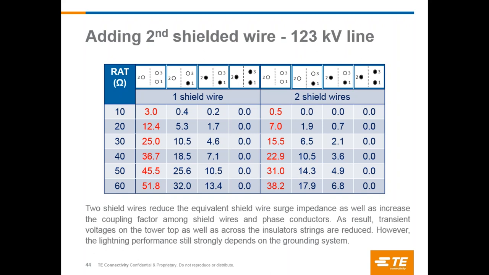And the results show us that applying one shield wire and adding line arresters on critical points, critical sections of the line, results in much better lightning performance for the line.